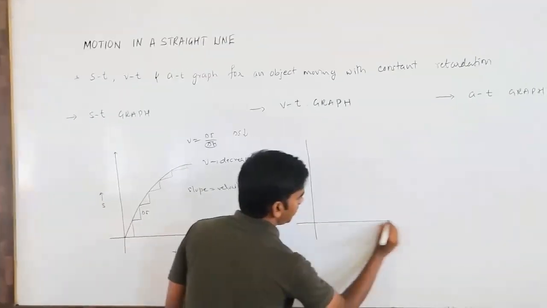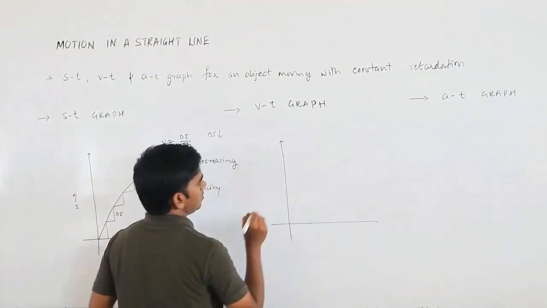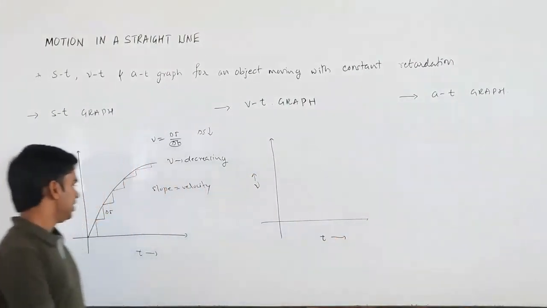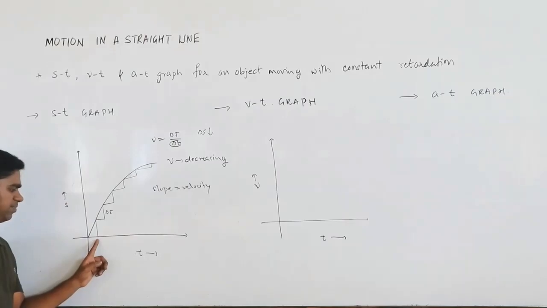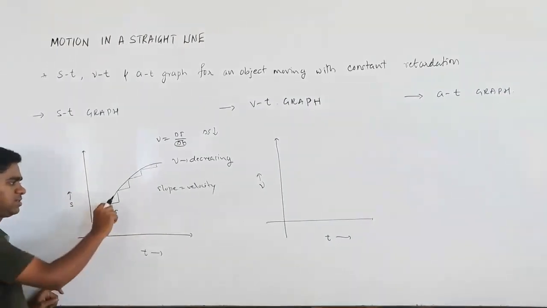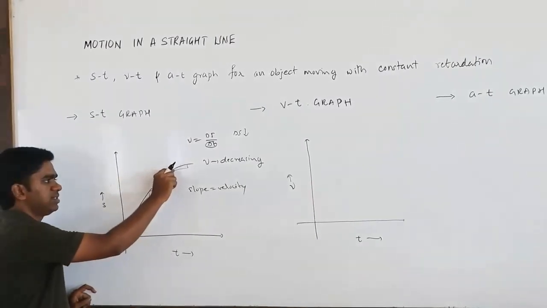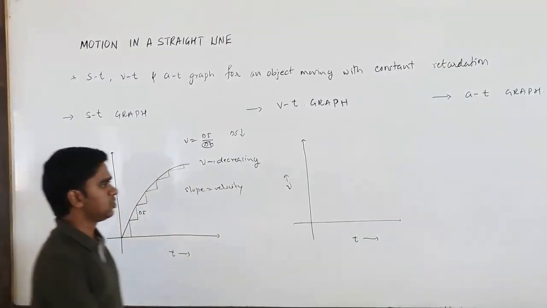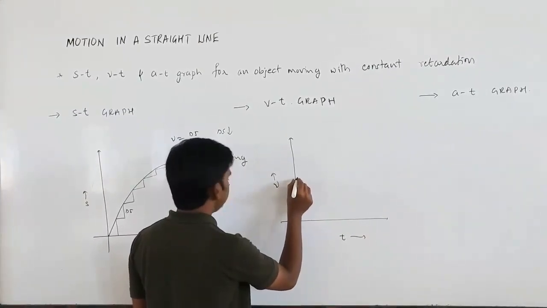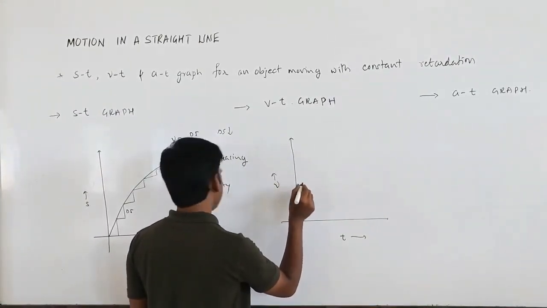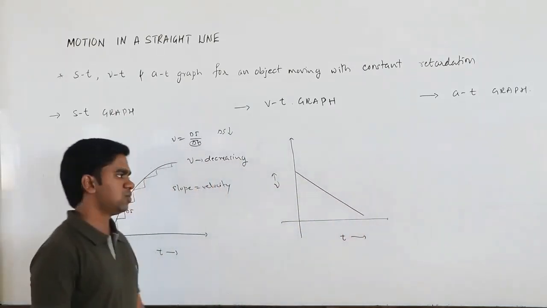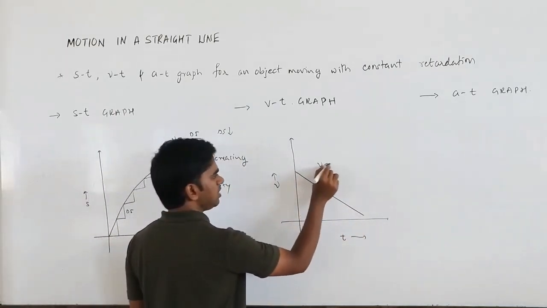So now, velocity I will take along y, time along x. Now, initially, for the first time, velocity is maximum. Then velocity becomes less. Velocity decreasing, decreasing. So what you will get is a graph with decreasing velocity. We can say your graph will be like this. So this is where velocity is decreasing.